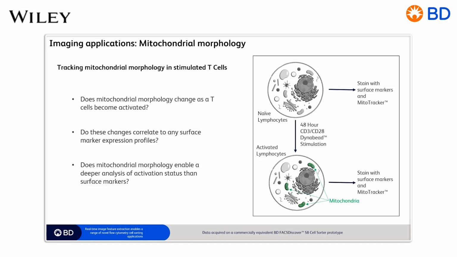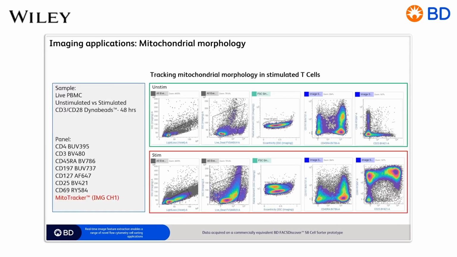And so what we did was we took some PBMCs, naive lymphocytes, and we stimulated those for 48 hours with CD3, CD28 dynabeads. And then after the course of 48 hours, we looked at unstimulated versus stimulated, and we did a few different surface antibodies as well as MitoTracker, which will actually stain the mitochondria, and we can look at mitochondrial morphology of these cells. So here's our panel we had. So we have CD4, CD3, CD45RA, CD197, CD127, CD25, and CD69, and of course, our MitoTracker.